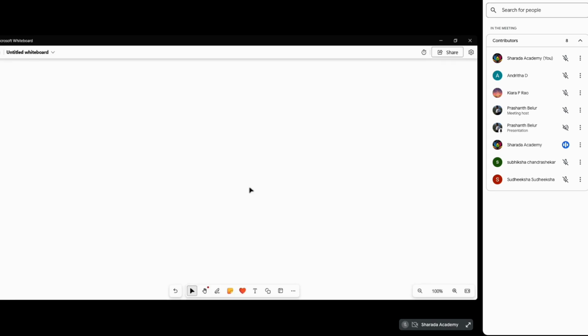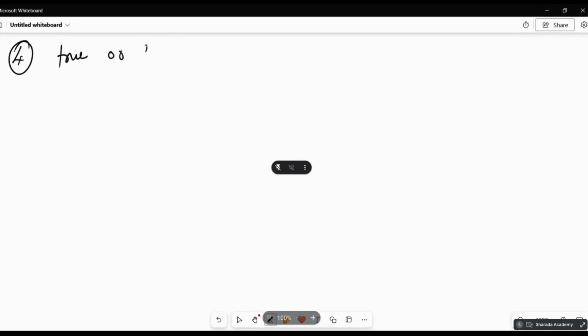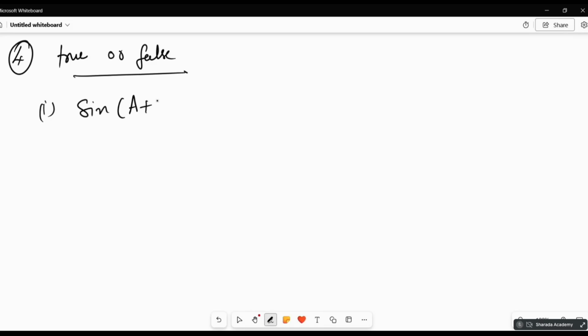Now we have statement problems, true or false. Fourth one. True or false is there. First question: sine of A plus B is equal to sine A plus sine B. Whether it is true or false?